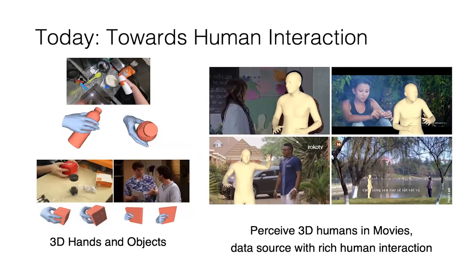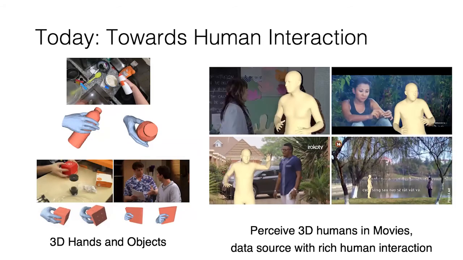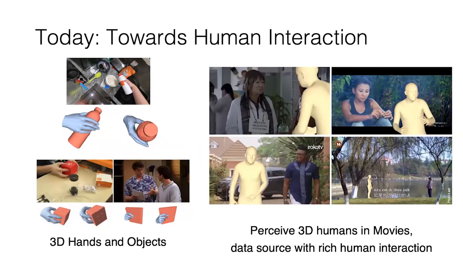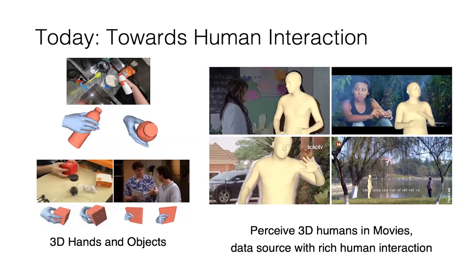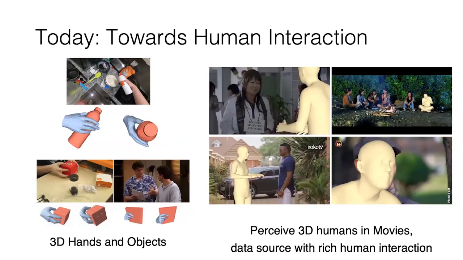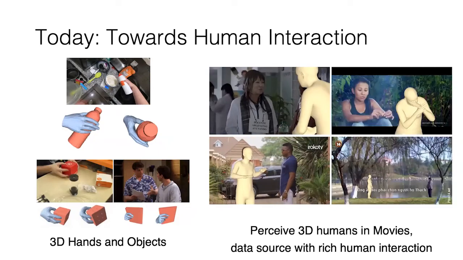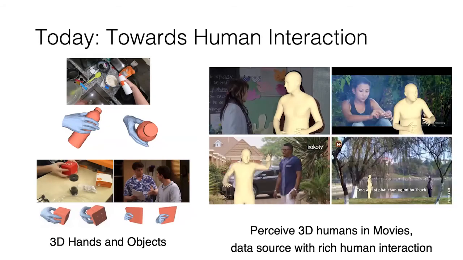I will talk about two works. One recovers the 3D hands and the objects from in-the-wild images. And the other is about a data source for rich human behaviors, and that is movies. Movies are treasure troves of human behaviors, and how can we recover 3D human bodies in these settings? So these are the two things I'd like to talk about today.